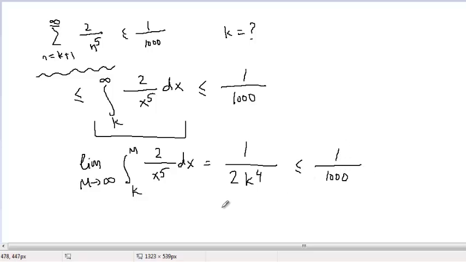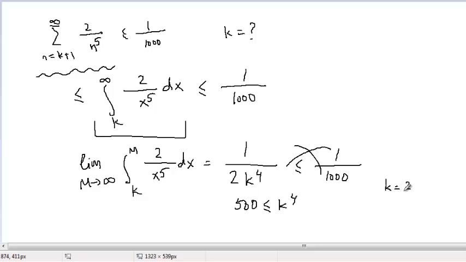Okay? So I know what this integral is, and remember I wanted to keep this less than 1 over 1000, right? So when I do cross multiplication, I get that 1000 over 2 has to be smaller than k to the 4th, which means 500 has to be smaller than k to the 4th. So I'm looking for the smallest value of k such that the 4th power is more than 500. So for example, let's take k equals 2. 2 to the power of 4 is 16.